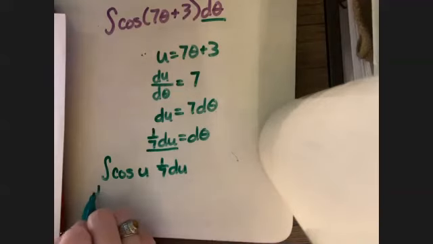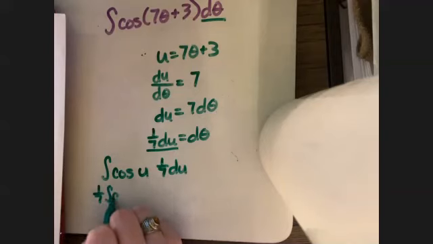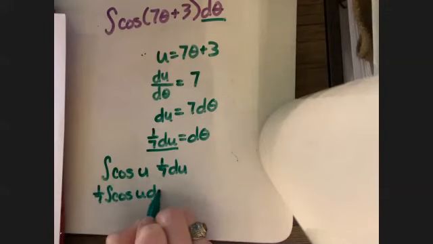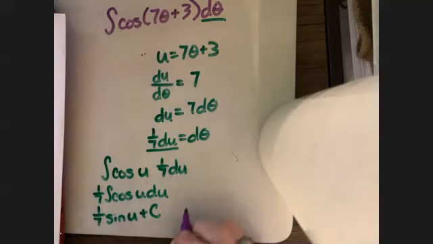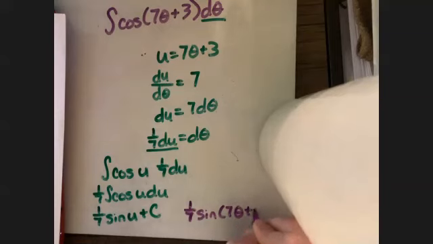Now, I'm going to bring the 1/7 out in front. So now this looks regular. Now, cosine comes from sine. So this is now 1/7 sine u plus a constant. And now I'm going to replace that with 1/7 sine of 7 theta plus 3 plus a constant.